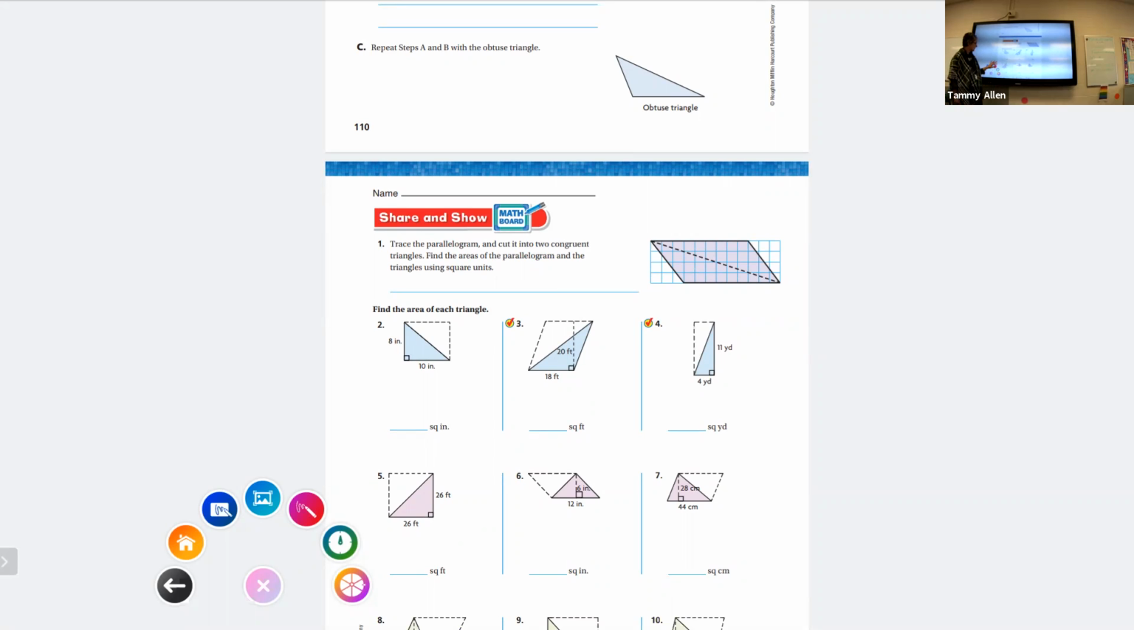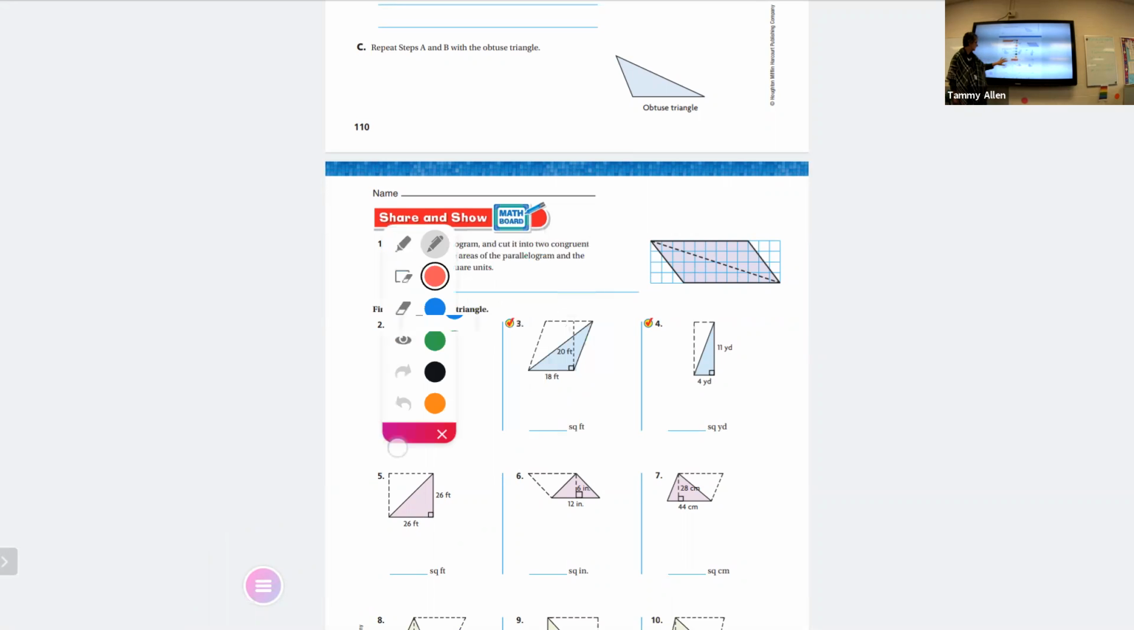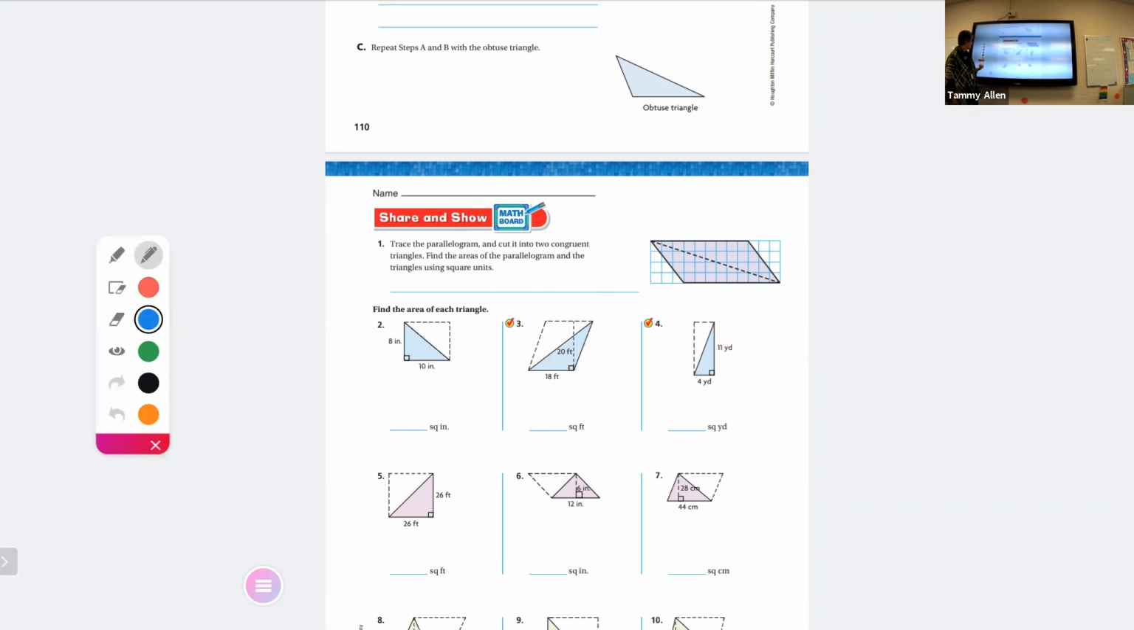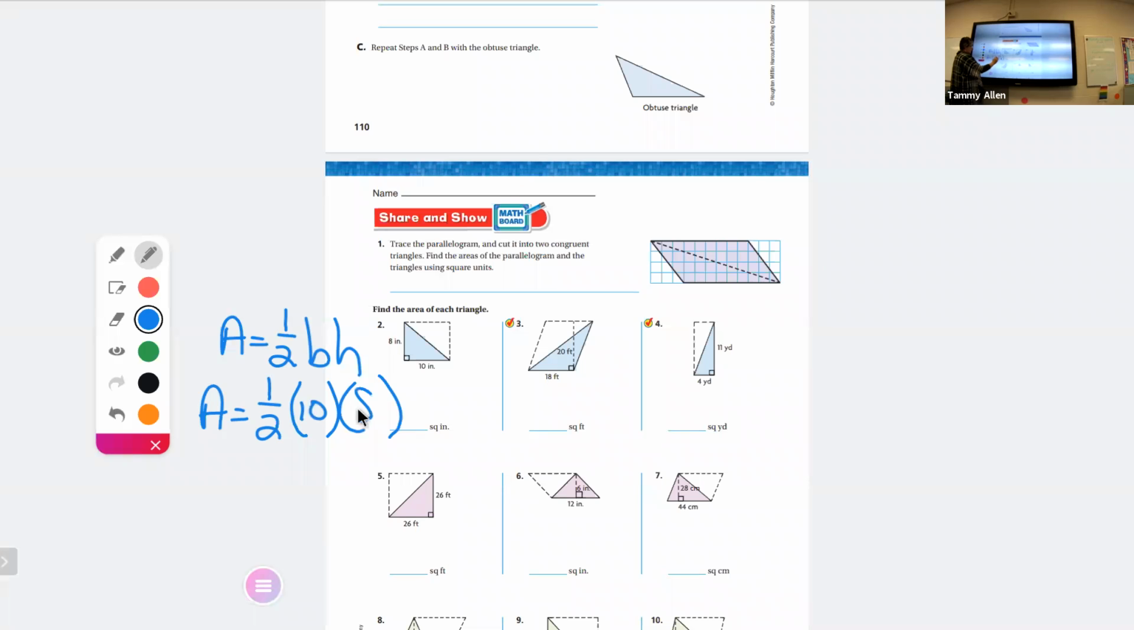So we just use our formula then. We use our steps that we have been practicing with our other figures. As we take a look at number 2, we start out with area equals 1/2 base times height. Area equals 1/2. 10 is the base, 8 is the height.